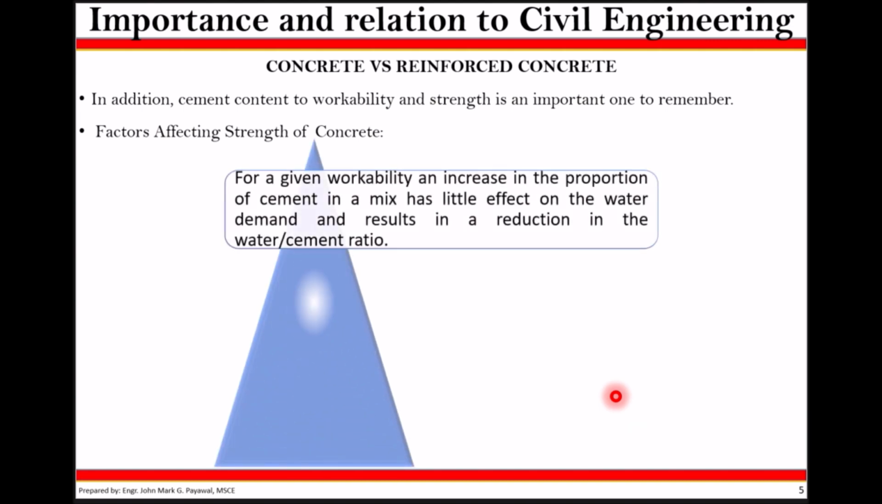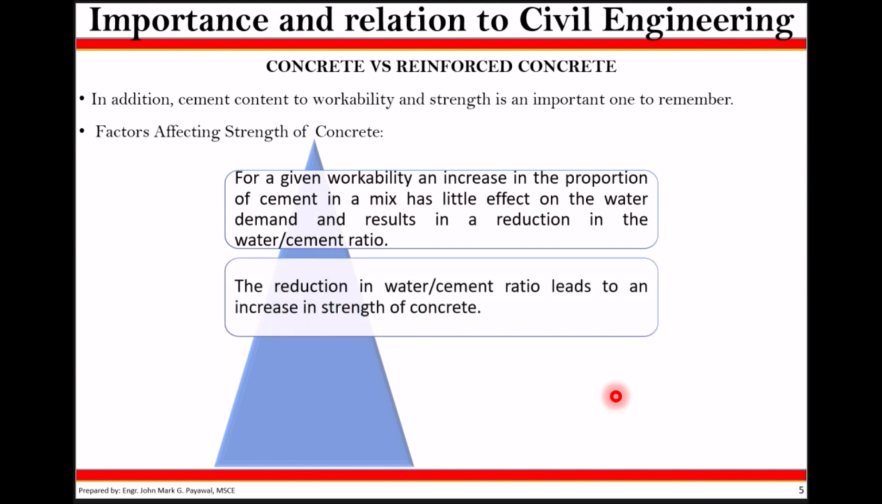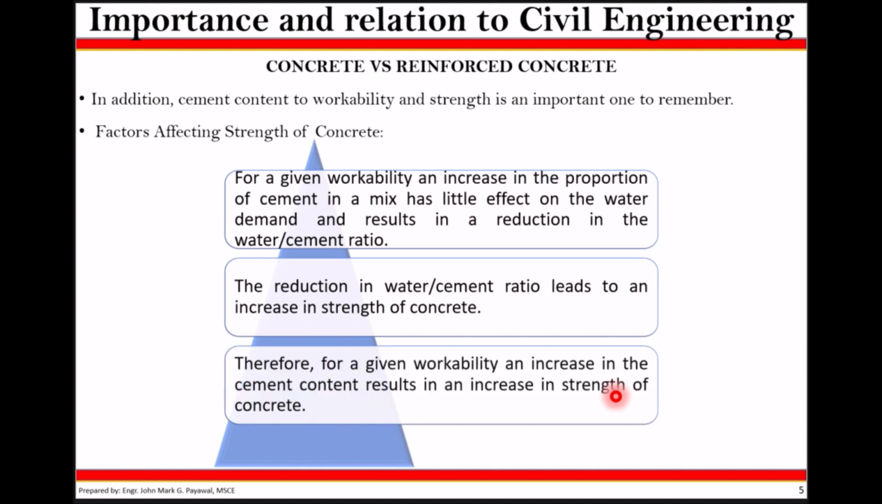For a given workability, an increase in the proportion of cement in a mix has little effect on the water demand and results in a reduction in the water-cement ratio. However, the reduction in water-cement ratio leads to an increase in strength of concrete. Also, therefore, for a given workability, an increase in the cement content results in an increase in strength of your concrete. So it's like a hierarchy.